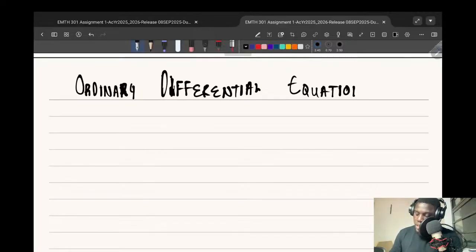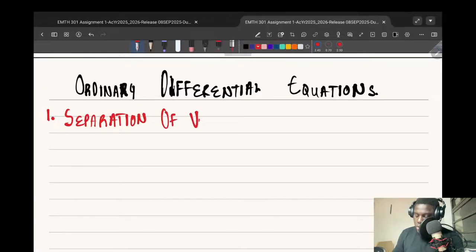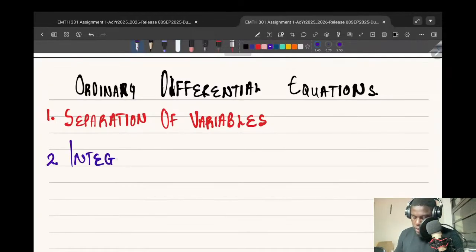For ordinary differential equations, we have 4 methods that we use to solve. Method number 1 of solving them is the method of separation of variables. I'm going to show you what comes for partial so that you can see it is not this one. Separation of variables, that's method number 1. Method number 2 is what we call the integral factor, which is the second method of solving these ones.